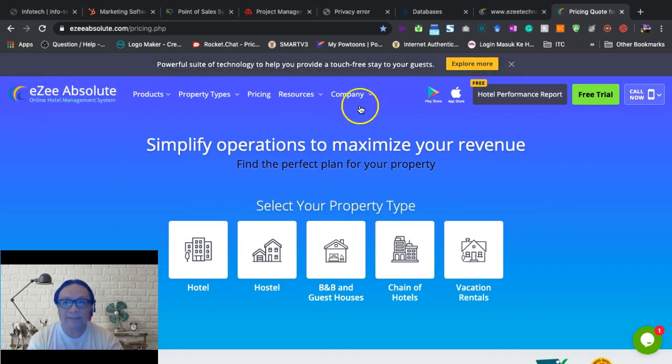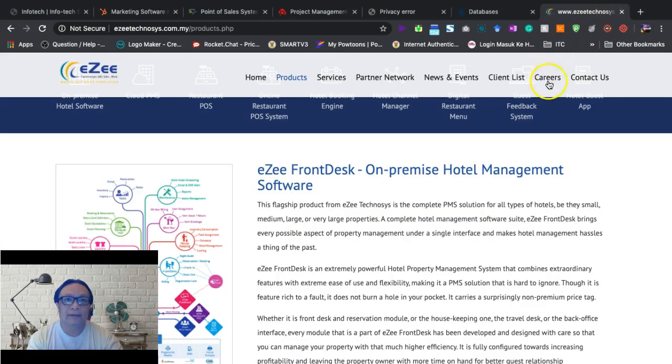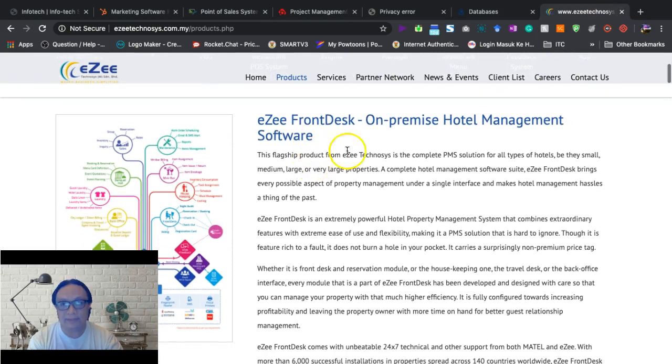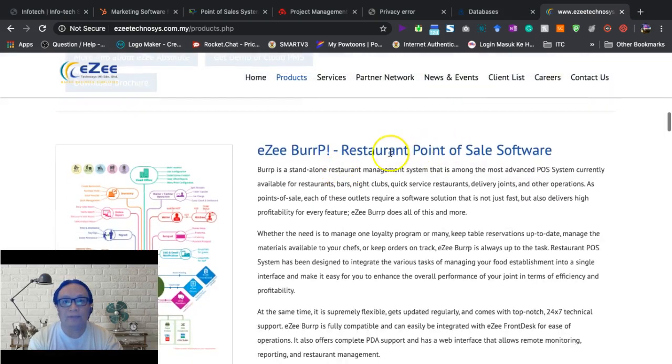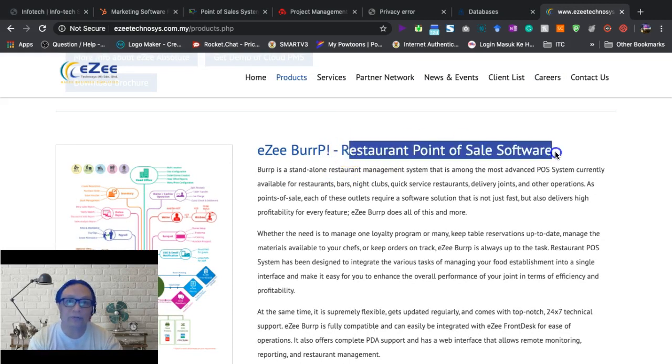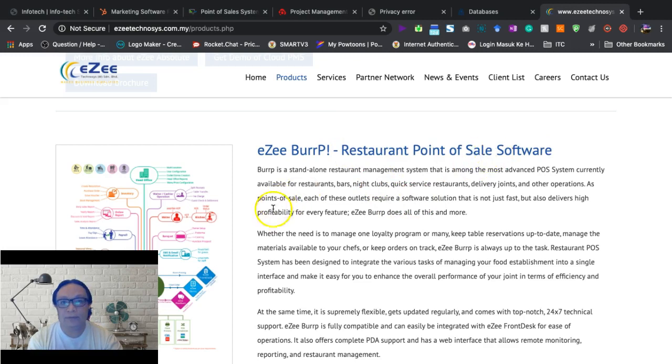So Easy Absolute is one of them. They call it property management system. Okay, that is Easy Absolute. So this is again one of the pages in Easy Absolute. What they offer: front desk, they offer hotel management system. If you have a restaurant, they do offer specifically for restaurants. Okay, they call it point of sale software system.